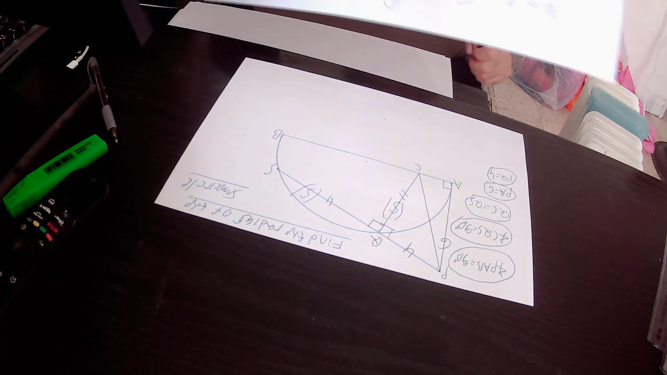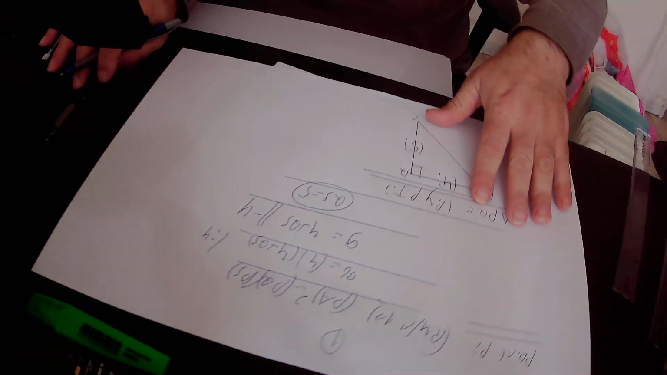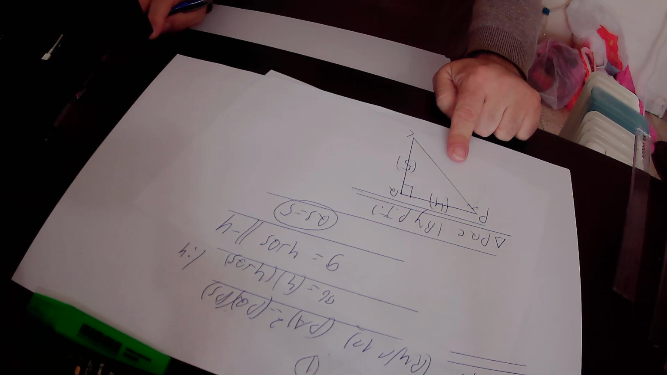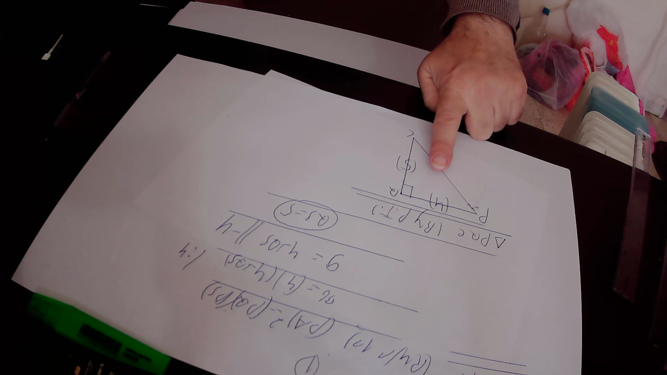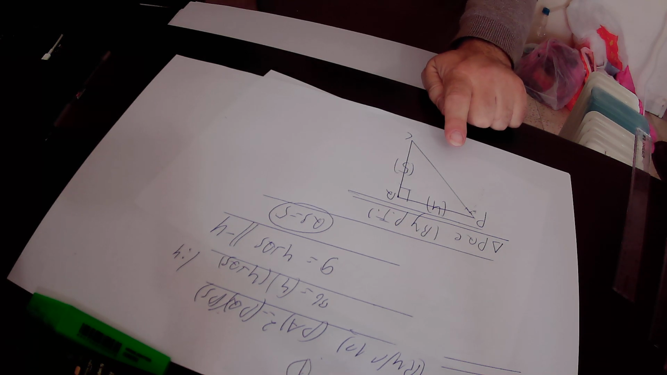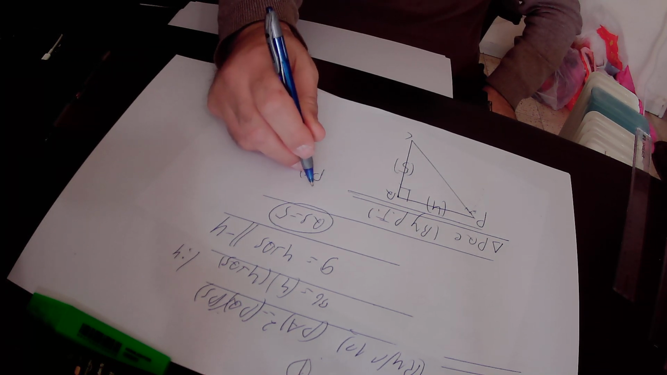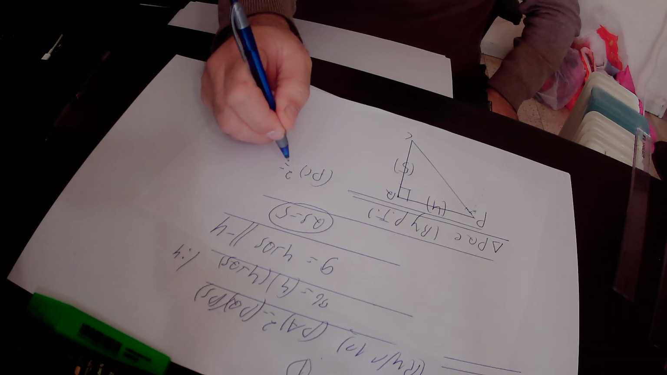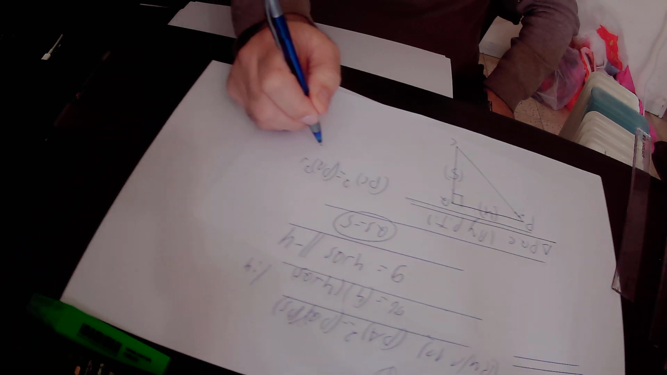So actually, this is the right triangle PQC that I got from the original drawing. Side PQ equals 4 units according to what is given in the question, and we just found out that QC equals 5 units. So according to the Pythagoras theorem, in this right triangle PQC, PC square, that is the square of the hypotenuse, must be equal to PQ square plus QC square.